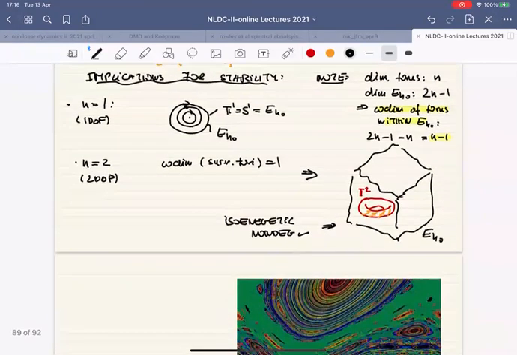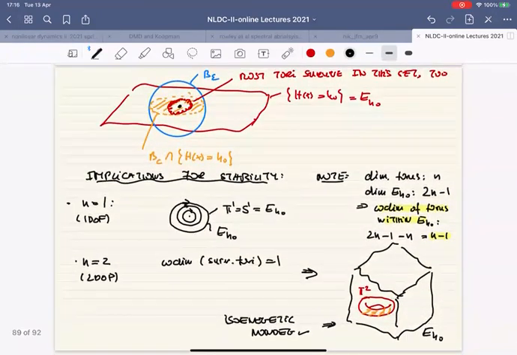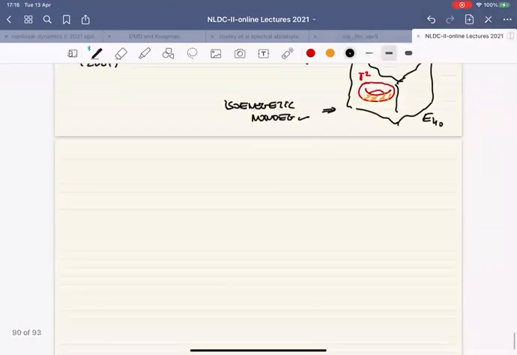So I need to insert, there's something coming up here that I didn't yet want to show. Add page. Okay.